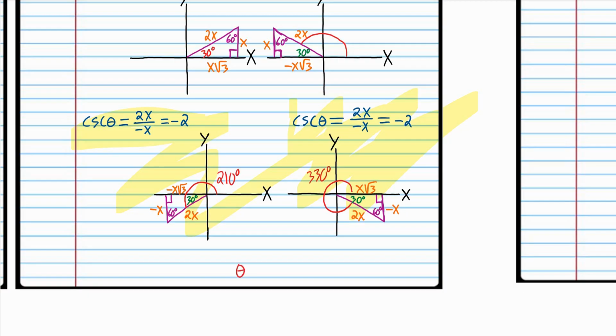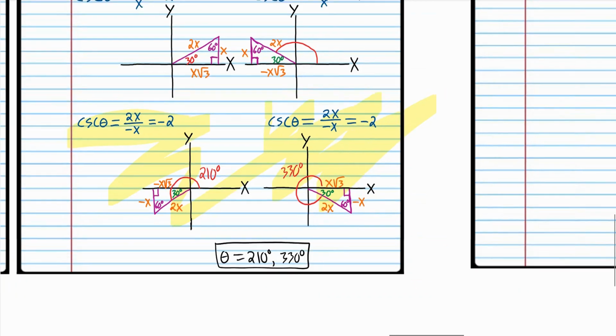So the two solutions to the equation: if cosecant theta is equal to -2, then theta must be equal to 210 degrees or 330 degrees. So if you got those right, excellent, perfect.